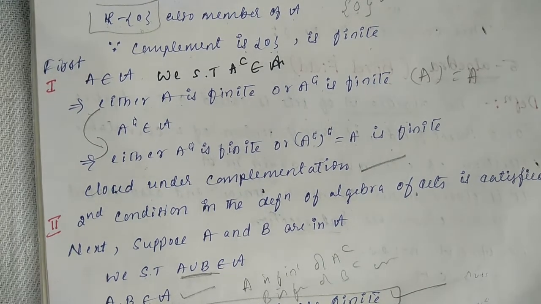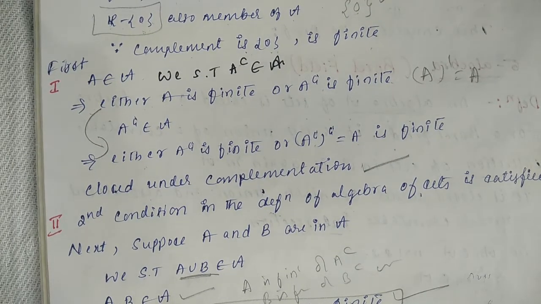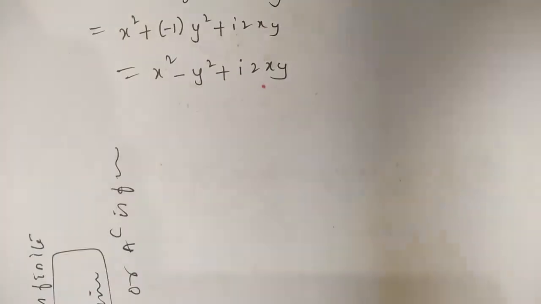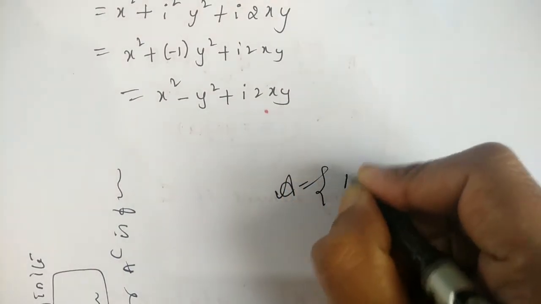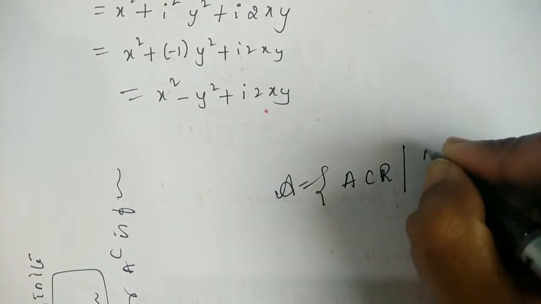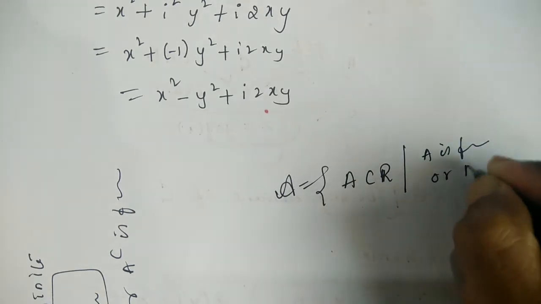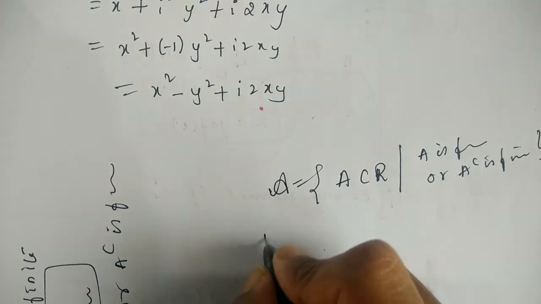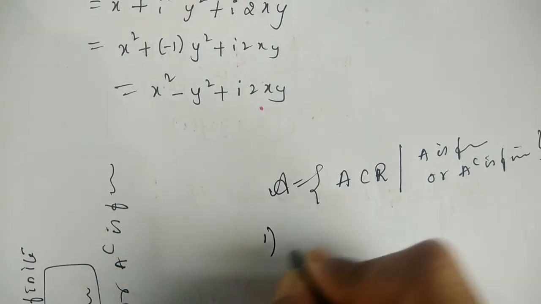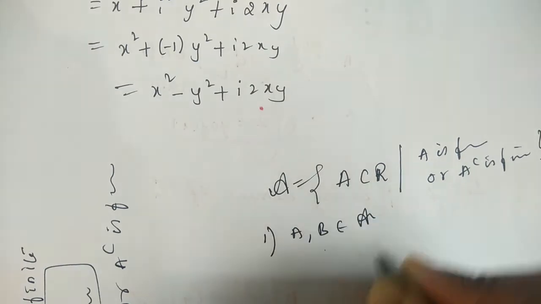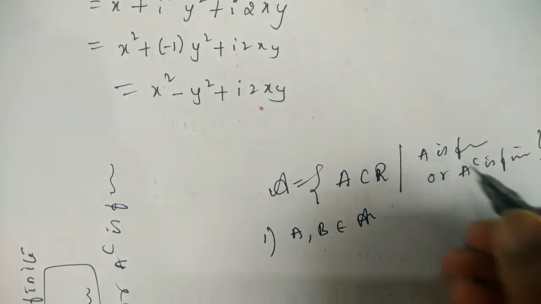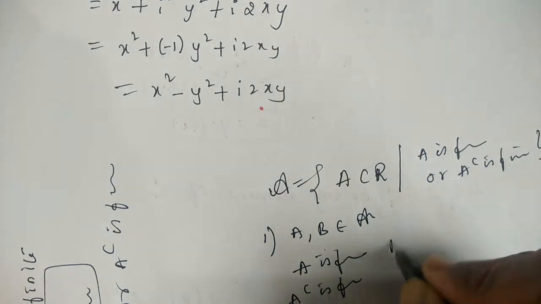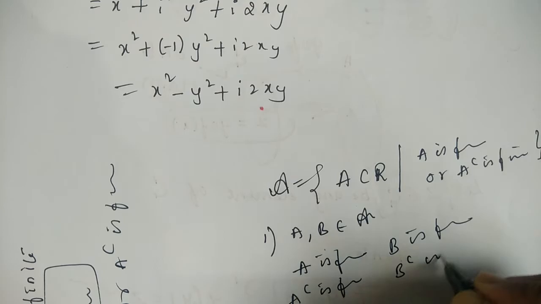What is the second condition? We have to show that if you consider A, B in the collection, then A union B must be in the collection. So what does the collection say? The collection is the subsets of R such that A is finite or A complement is finite. Okay. So for the second condition, I am considering A, B belongs to the collection. A belongs to it means what? Either A is finite or A complement is finite. B belongs to it means what? B is finite or B complement is finite.